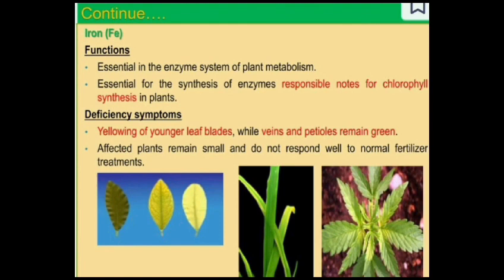Then iron functions: essential in the enzyme system of plant metabolism, essential for the photosynthesis of enzymes responsible for chlorophyll synthesis in plants. Deficiency symptoms: yellowing of younger leaf blades, while veins and petioles remain green. Affected plant remain small and do not respond well to normal fertilizer treatment.